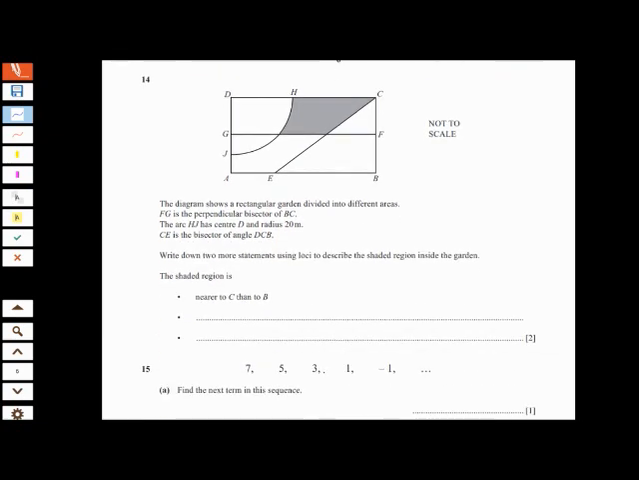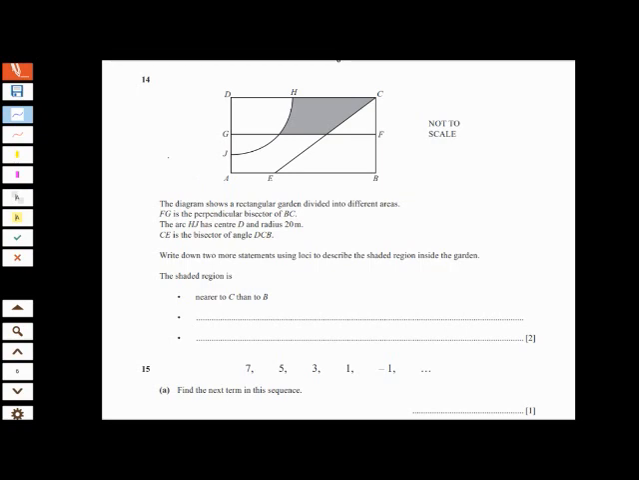That's your answer. Now question 14. Let's look at it. This is a nice question. Right, the diagram shows a rectangle garden divided into different areas. FG is the perpendicular bisector of BC. The arc HJ has center D and radius 20 meters. CE is the bisector of angle DCB. Right, write down three statements using loci to describe the shaded region inside the garden. Where the shaded region is nearer to C than to B.